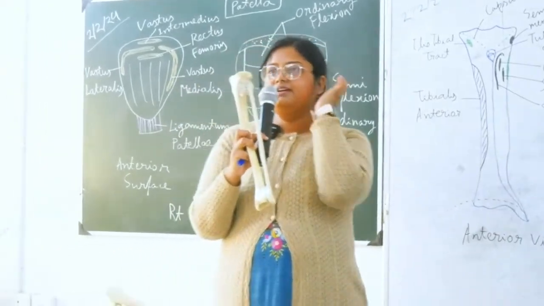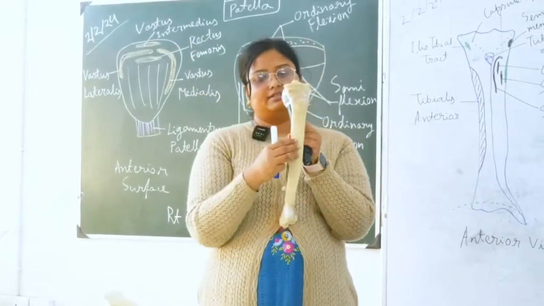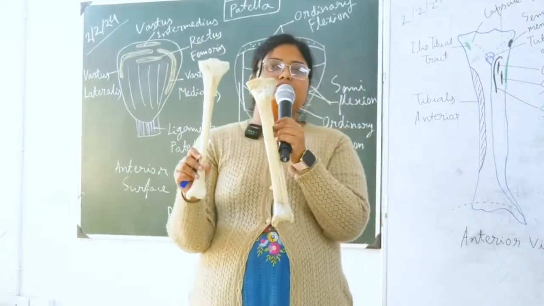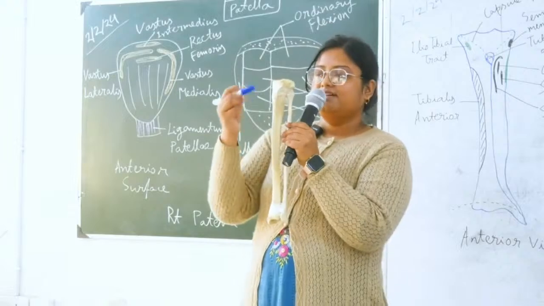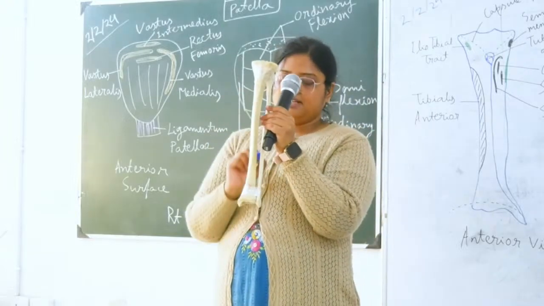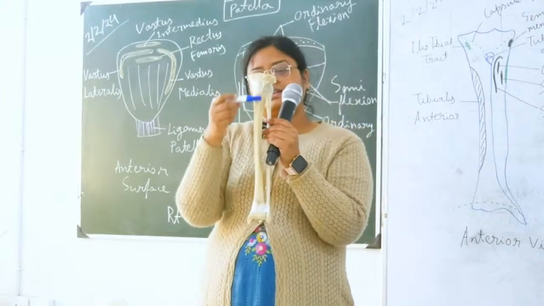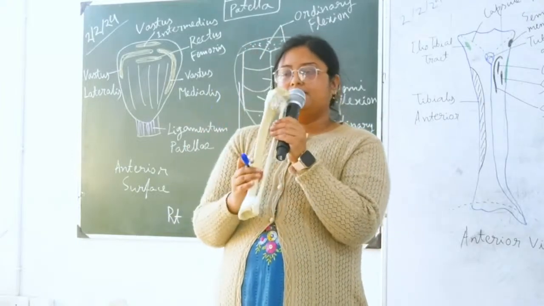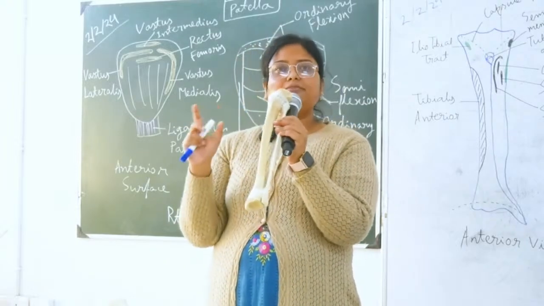The shaft of the tibia is triangular in cross section. See here, this is triangular in cross section, and it has three borders and three surfaces. The borders are the anterior border, medial border, and lateral border. Here is the anterior border, here is the medial border, and here is the lateral border. The anterior border is also known as the shin border.